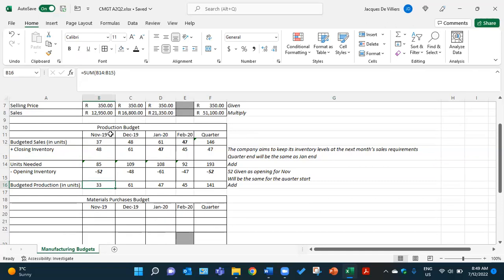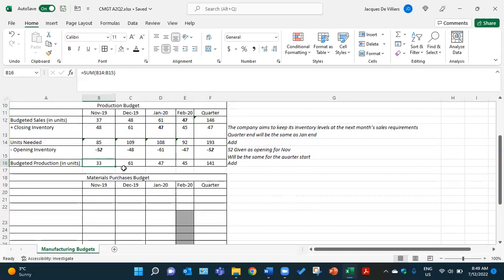Now I've completed the production budget, and the moment I've completed the production budget, I can now do my material purchase budget. Okay, and because we need the numbers in the production budget, that is what we start with when we do our materials purchases budget. And of course, for the quarter, we will add it. But it must be the same as what it is there. So that last line there becomes the first line of your materials production budget.